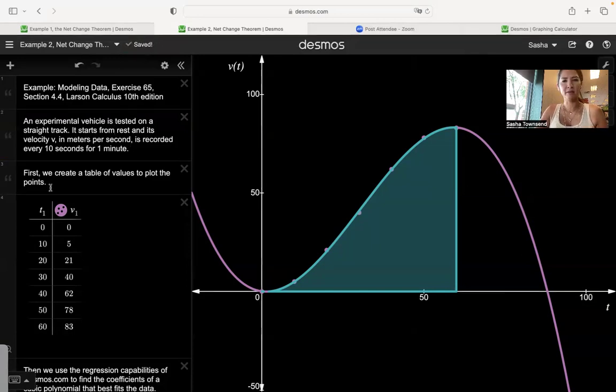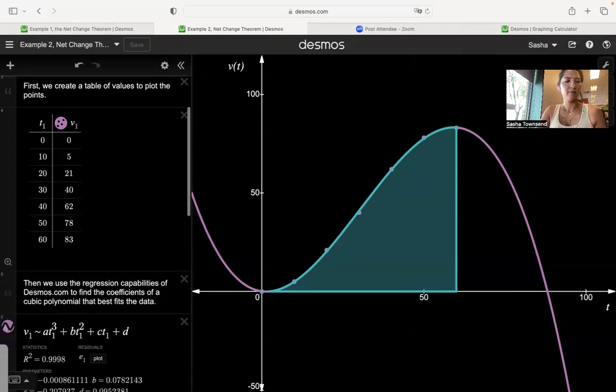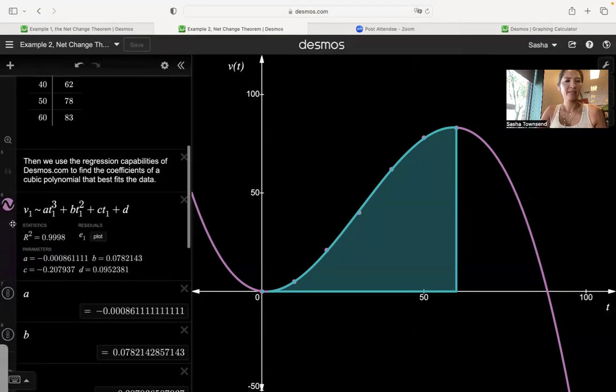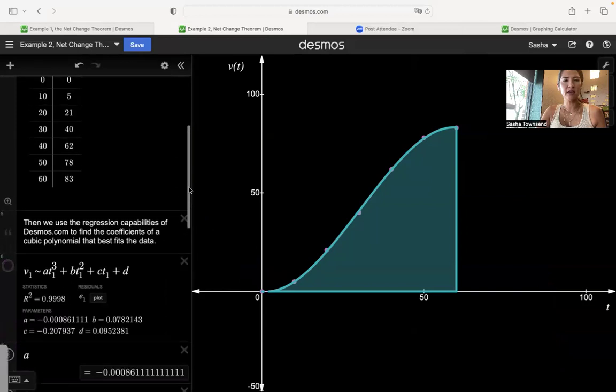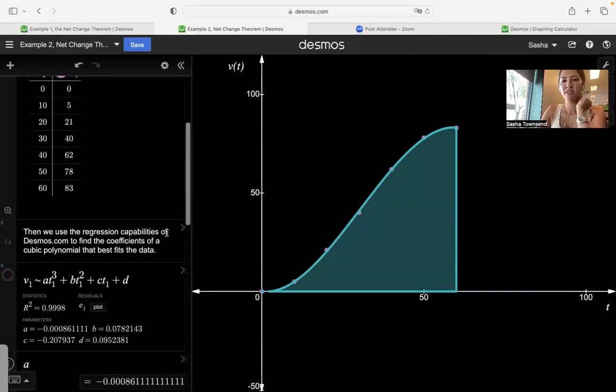It says first we create a table of values and plot the points. So I've got t equals 0, 10, 20, all the way up to 60. And then I've entered these values from the table in the book. So I plotted those. And then it asks us to use the regression capabilities of Desmos to find the coefficients of a cubic polynomial that best fits the data.